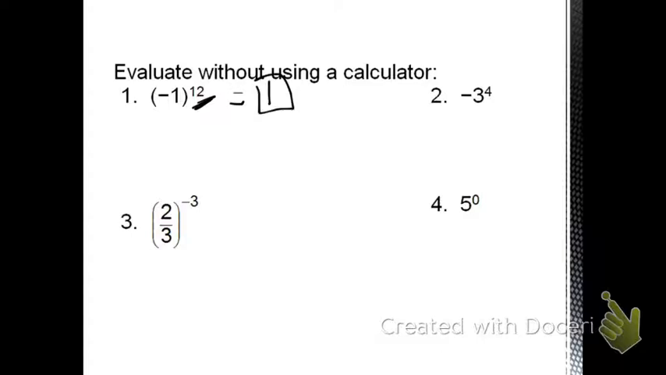But look at number 2. What's the difference between number 1 and number 2? Number 2 does not have those fancy parentheses. So this problem means that it's going to be negative times 3 to the 4th power. So you keep that negative out in the front, and you're only going to raise the 3 by itself, without the negative, to the 4th power.